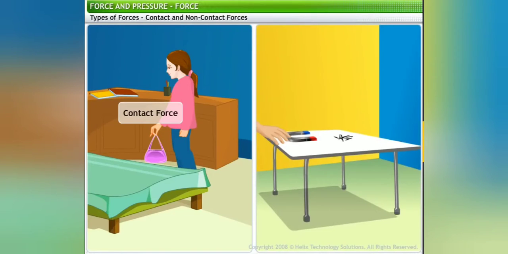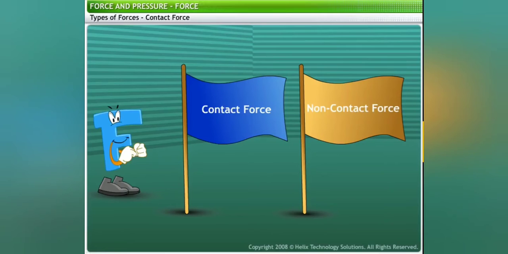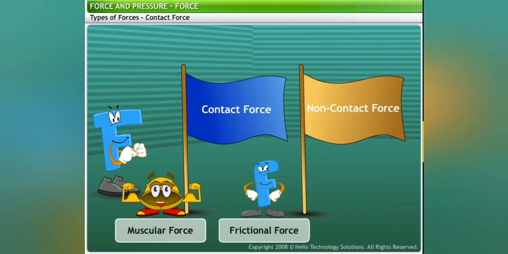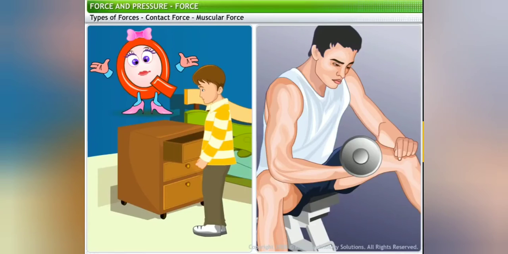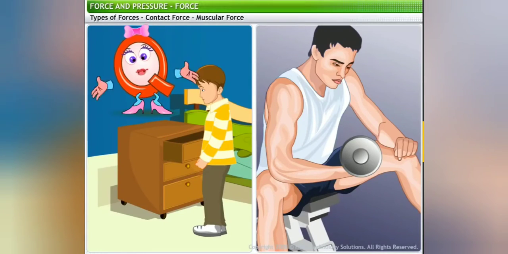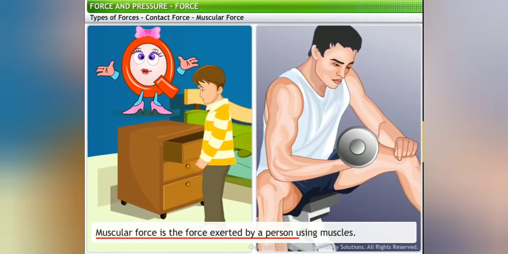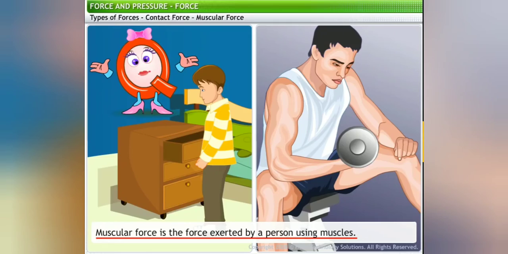Any force that is exerted without any contact between two bodies is a non-contact force. There are two very common examples of contact forces that you observe often. They are muscular force and frictional force. I understand muscular force. I have well-developed muscles. That's right. Muscular force is any force exerted by a person using muscles.